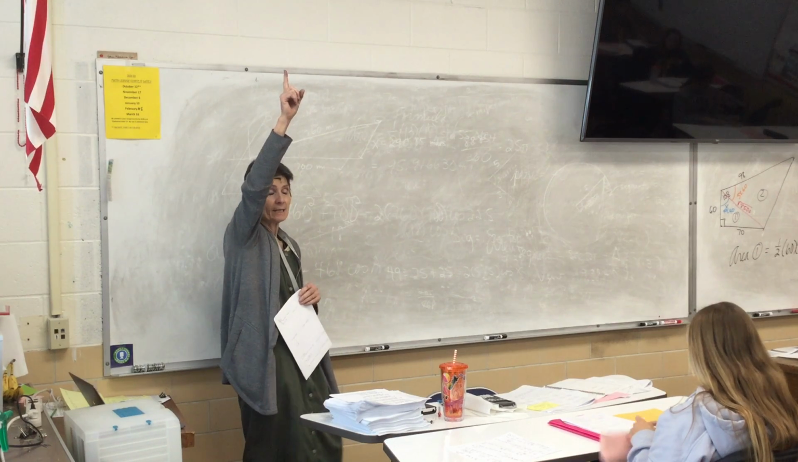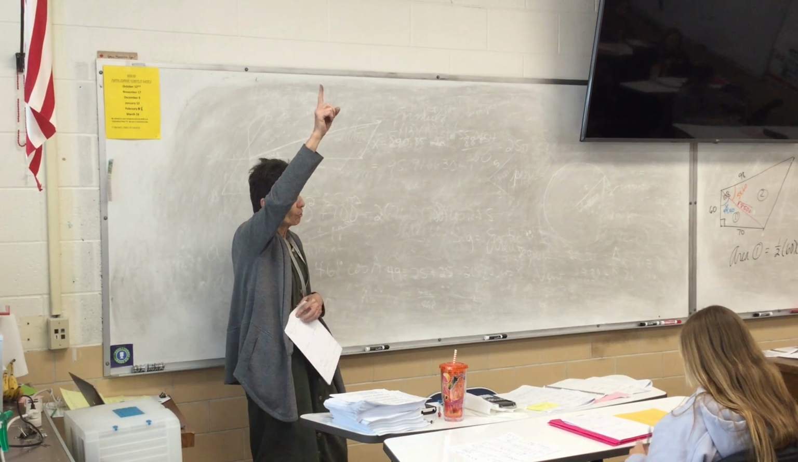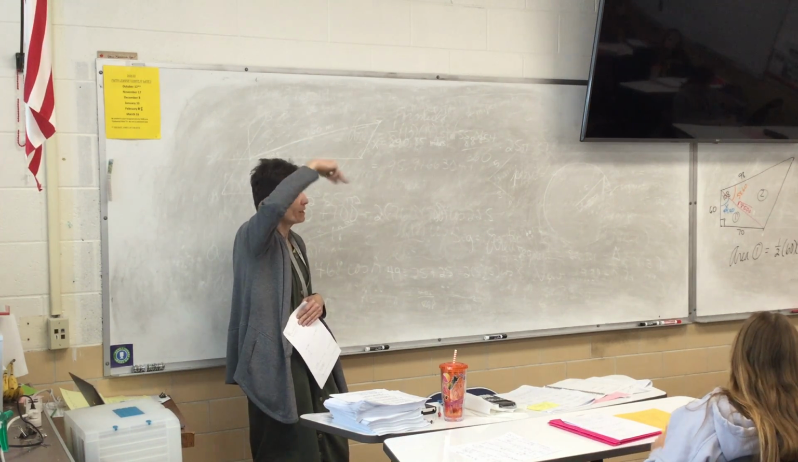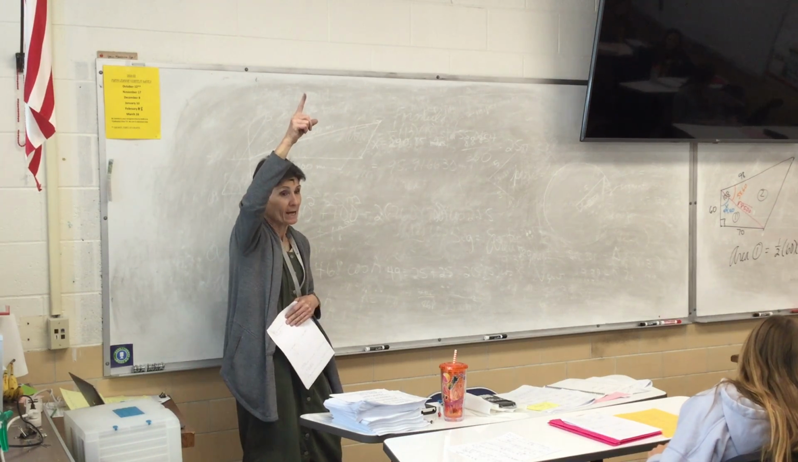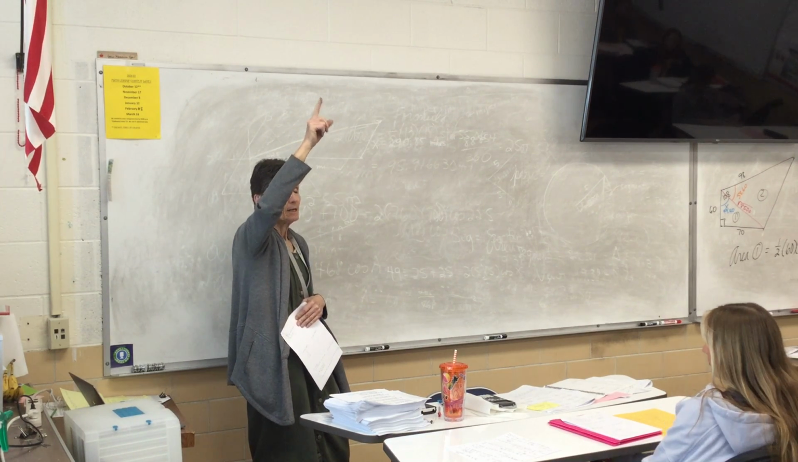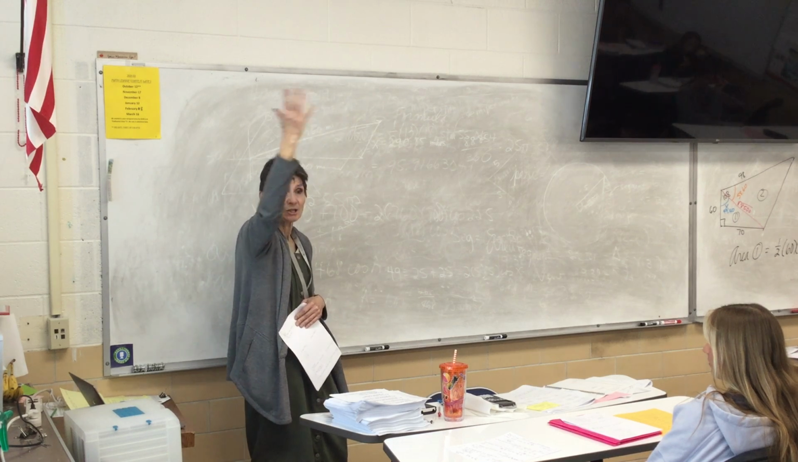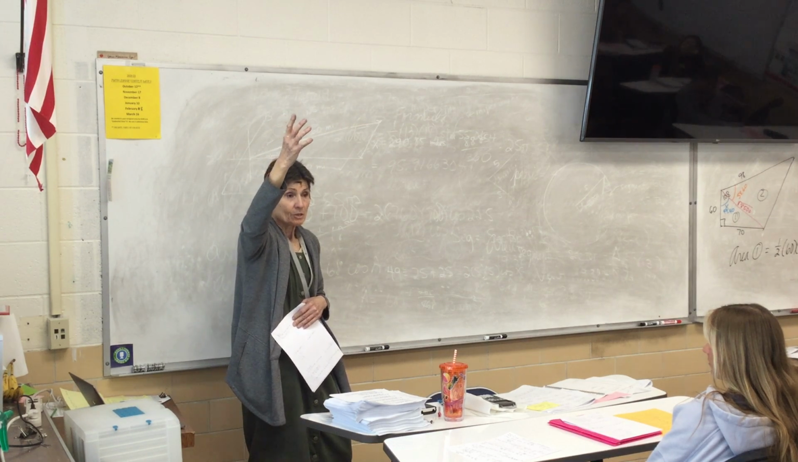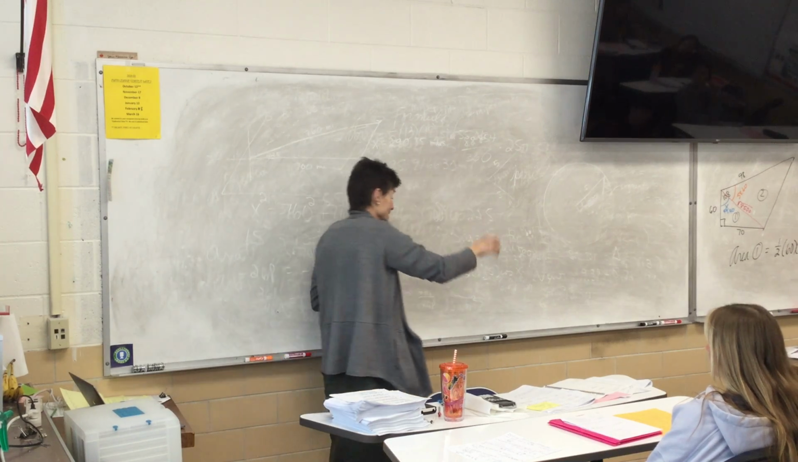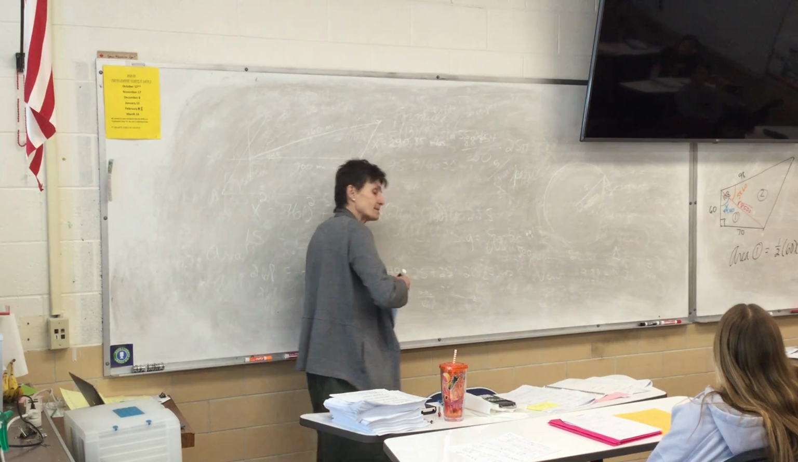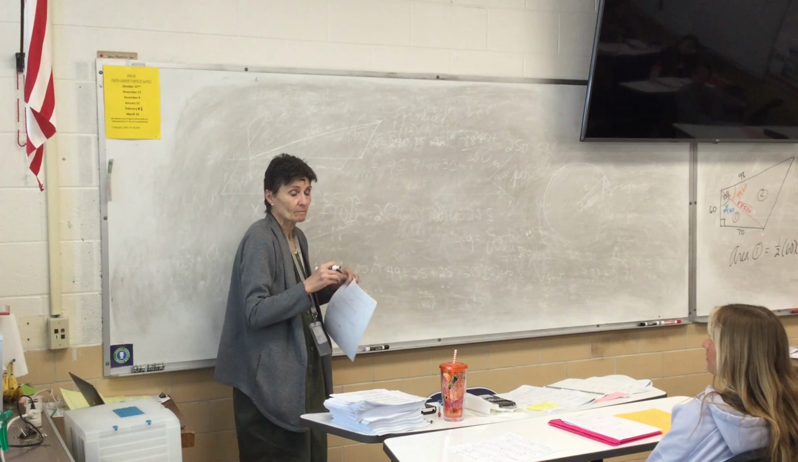Pi over 2 is 90. Tangents don't work at 90. You don't want to do a tangent problem when there's a 90 because 90 is the point 0,1, and when you put y over x, you're undefined. So if your problem has a 90 in it, then tangent isn't going to work ever.